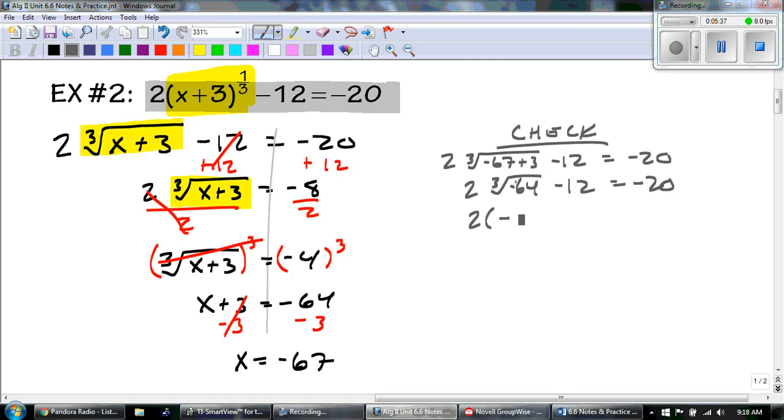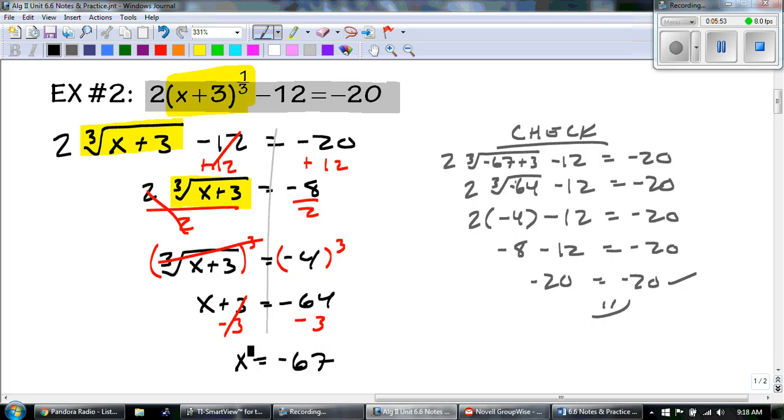So I have 2 times negative 4 minus 12 equals negative 20. 2 times negative 4 is negative 8. And negative 8 minus 12 is negative 20. So I am happy that negative 67 is our final answer.